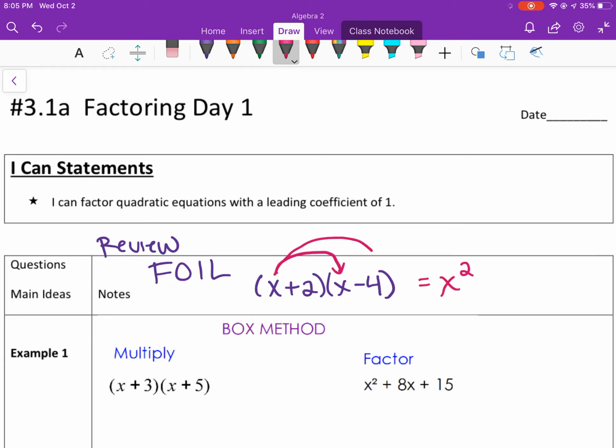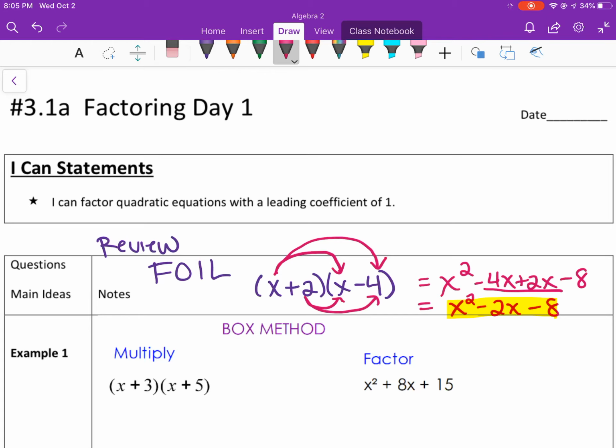Then you take the outside and you multiply those. X times negative 4 is negative 4x. 2 times x is 2x. And then the last is the 2 times the negative 4, which is negative 8. And then you can combine the negative 4x and the 2x and that gives you negative 2x. And this becomes our trinomial. It's 3 terms, and it's a quadratic because it has a degree of 2.